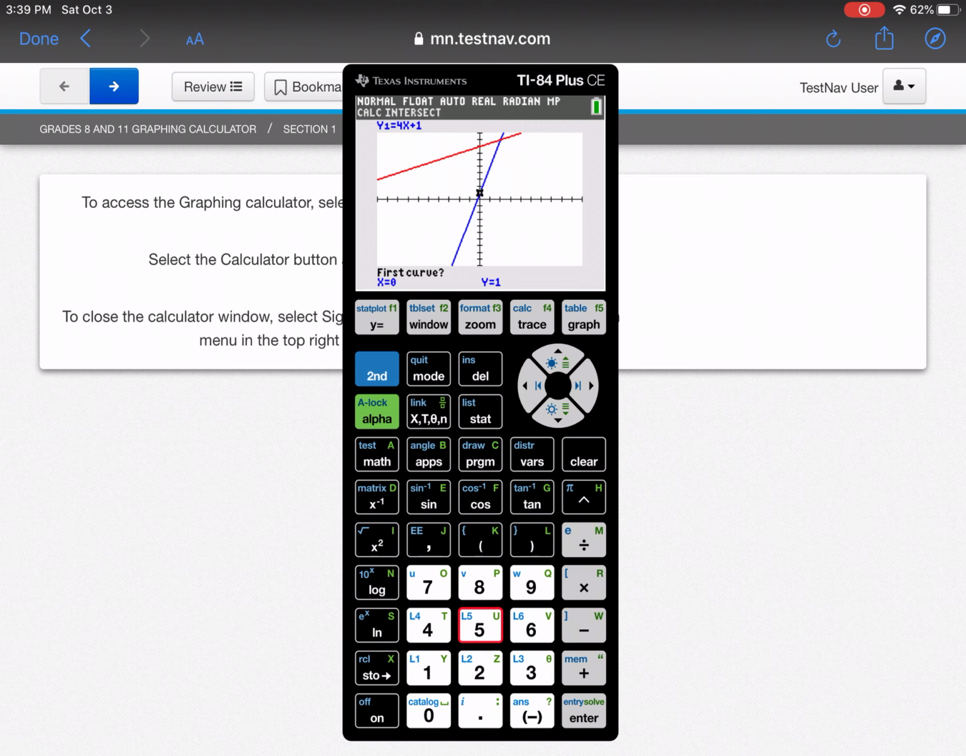So we want that one. You're going to hit enter. And then you're going to hit enter again because it'll say second curve. Yep, that's my second curve. And then it'll say, do you want me to guess? You're just going to scroll through that by hitting enter again.